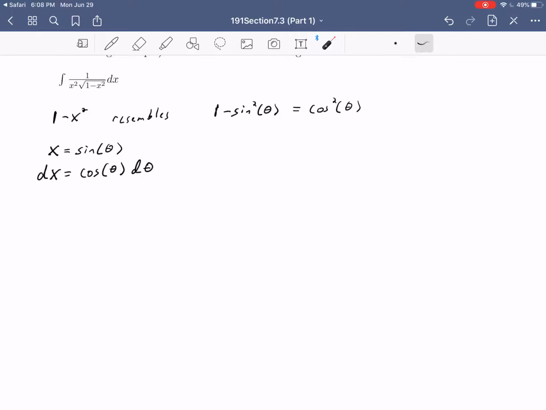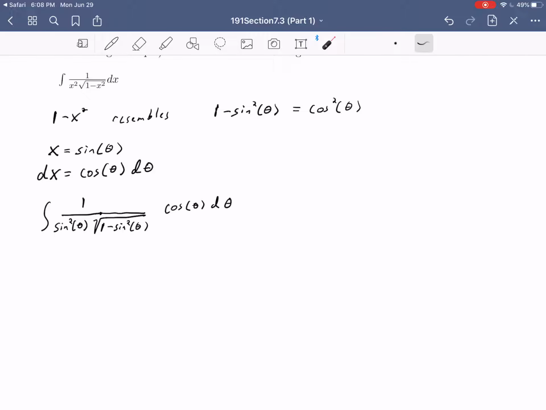So let's see what happens under this substitution. We have our integral 1 over, this x squared here can become a sine squared, so we have 1 over sine squared theta. Then we have our square root, and then we have 1 minus sine squared theta. And then, instead of that dx there, we have this cosine theta, so we have cosine theta d theta.